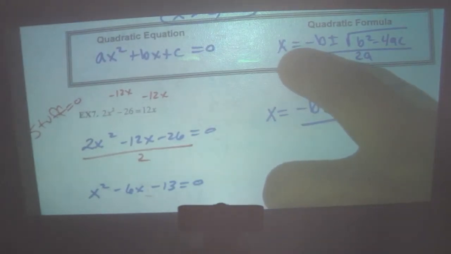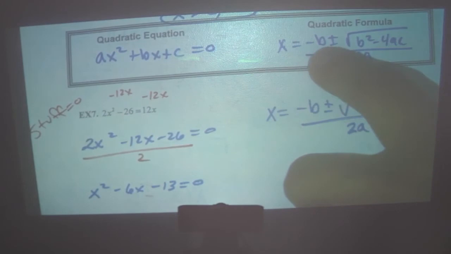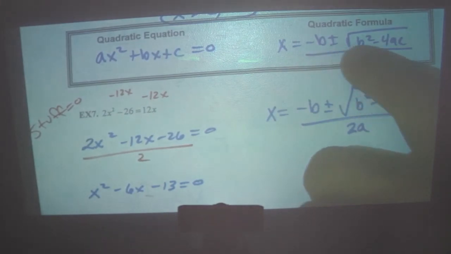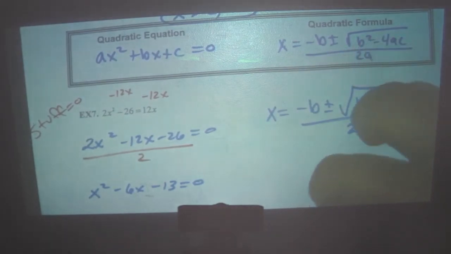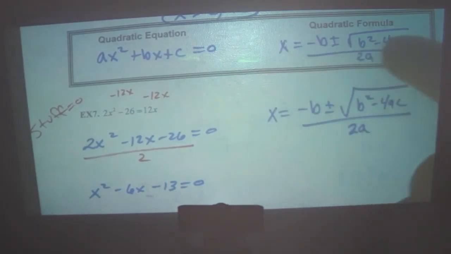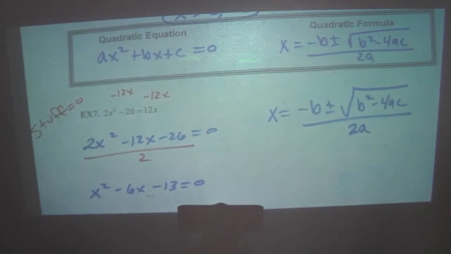I'm going to sing. X equals negative b plus or minus the square root of b squared minus 4ac all over 2a. And then you guys clap. You're like, oh my gosh, Mr. Gotsch, you're amazing. Devin says fantastic.